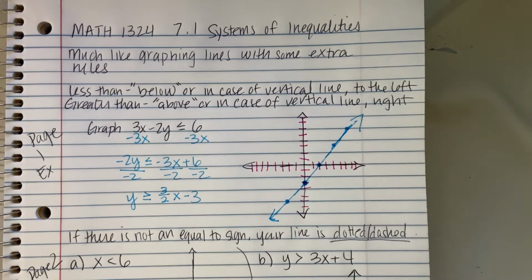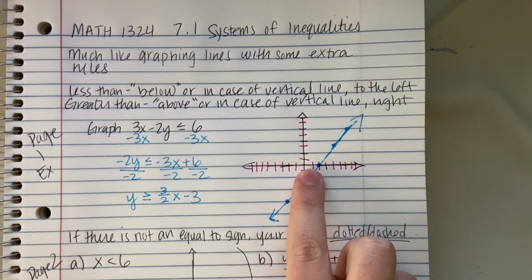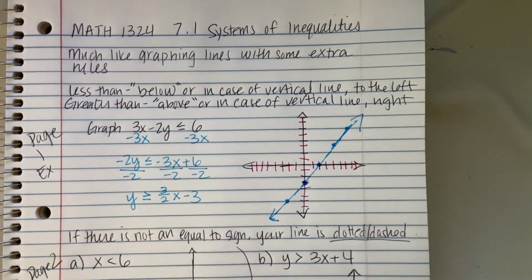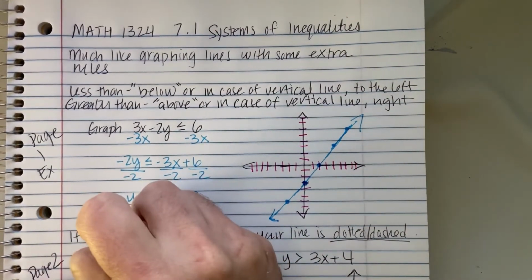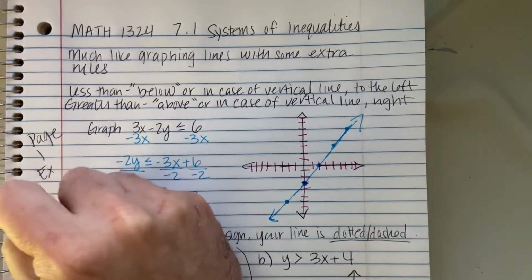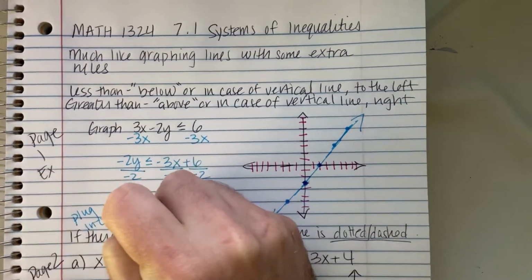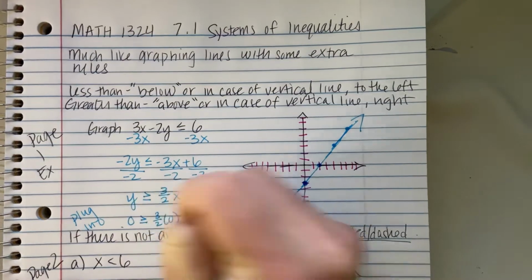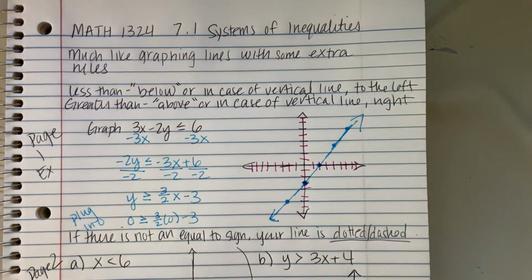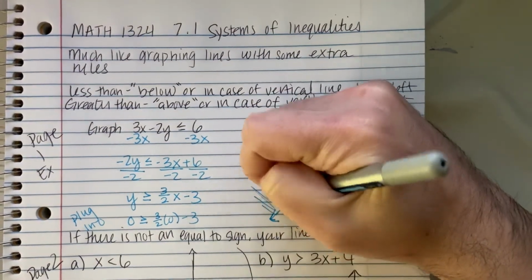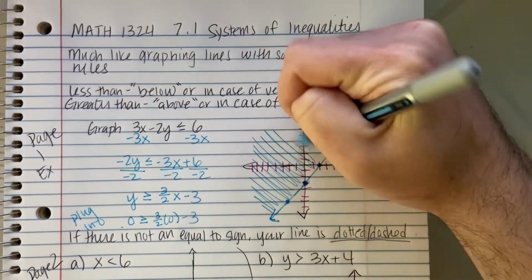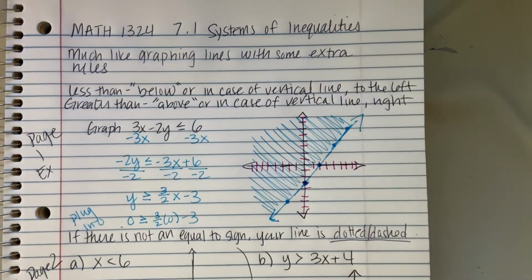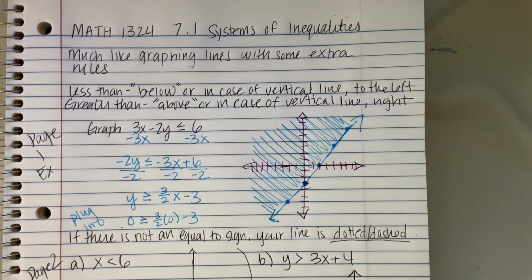If you want an algebraic way to do this, take any point on this left side, say 0, 0, and plug it in and see if the inequality works. Is 0 greater than or equal to 3/2 of 0 minus 3? Well, 3/2 of 0 is 0, so 0 minus 3 is negative 3. Is 0 greater than or equal to negative 3? Yes, 0 is greater than or equal to a negative number, so either way you end up shading above the line. You should have a shade tool on your homework, so it shouldn't be too bad.